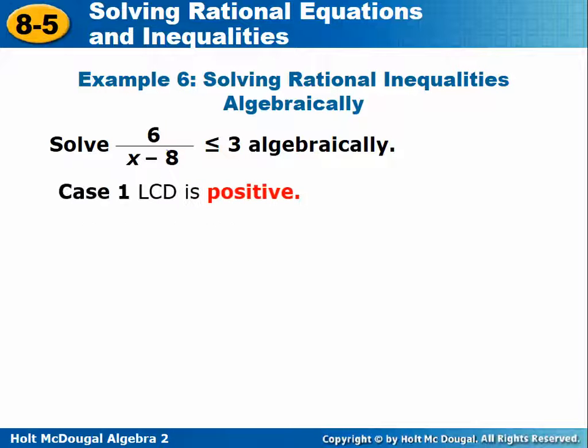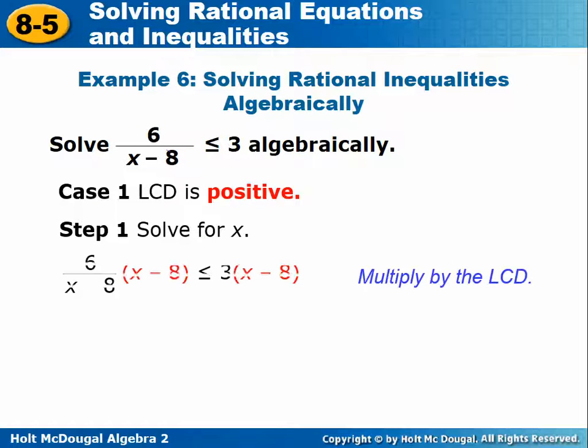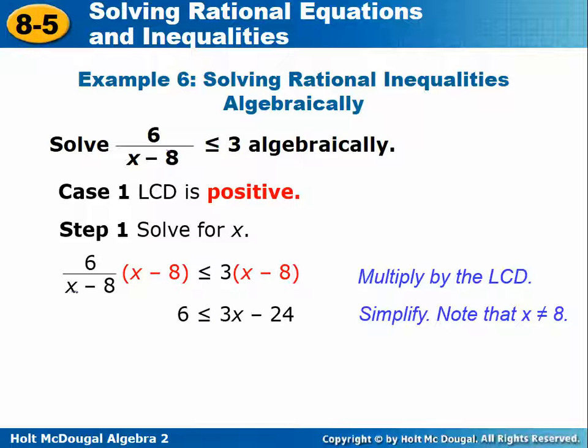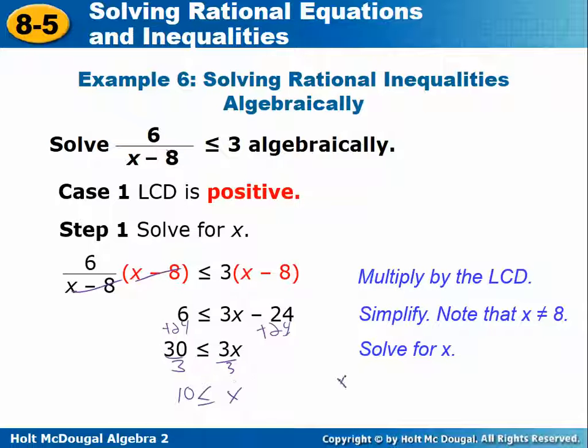So case one is, let's just assume that x minus 8 is positive. So we go ahead and solve the same way we would if it was an equation. We multiply both sides by the least common denominator. And let's see, this would cancel, and you'd get 6 is less than or equal to 3x minus 24. And then we finish solving that to find x. Add 24, so 30, and then we divide by 3. So we get 10 is less than or equal to x, or x is greater than or equal to 10 if you prefer. Also note that x cannot be equal to 8. But that's okay because we said it was going to be greater than or equal to 10. That's for our positive case.